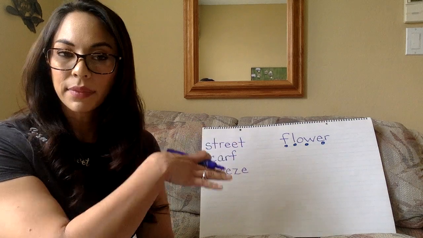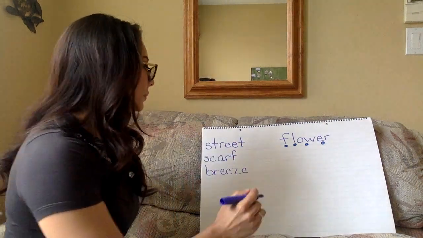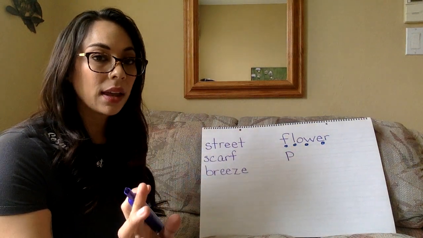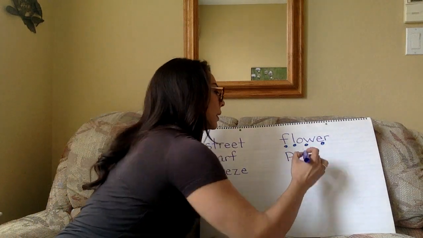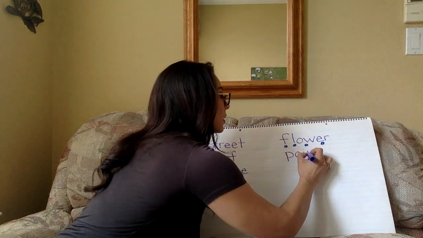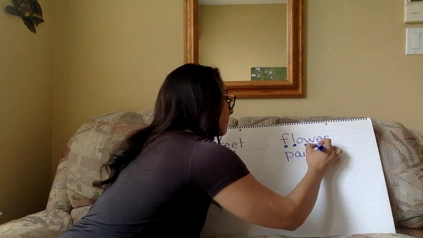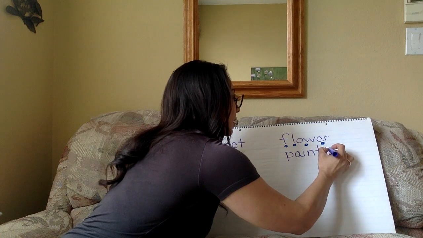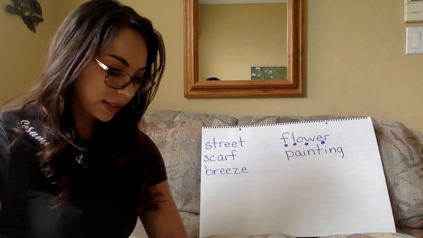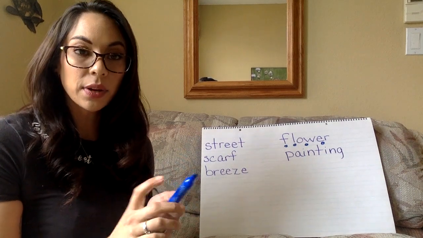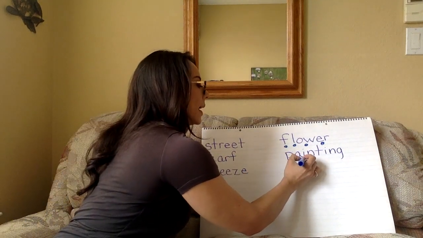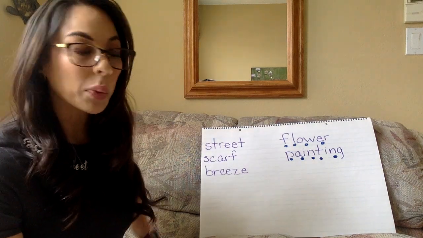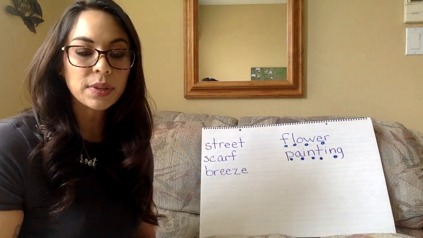Did you write it? Okay, let's do it together. I hear p. I hear a, and I said it was a vowel team, ai. Then I hear n and t and ing. What three letters say ing? I-N-G. Let's check to make sure we got all the sounds. P, A, N, T, ing. We counted ing as one, right? One, two, three, four, and five. Just like we said. Great job.